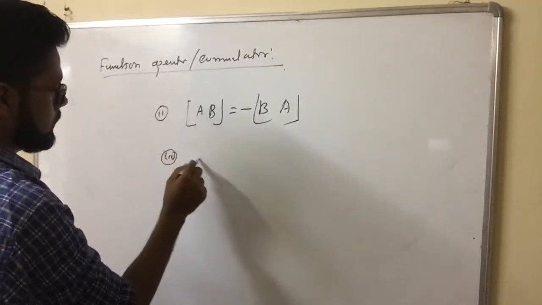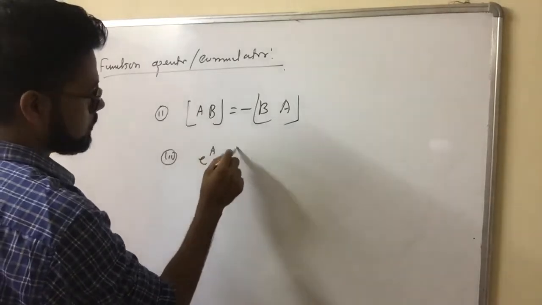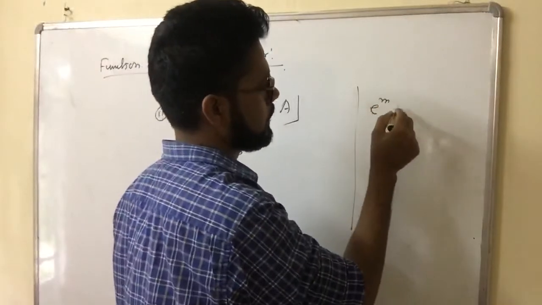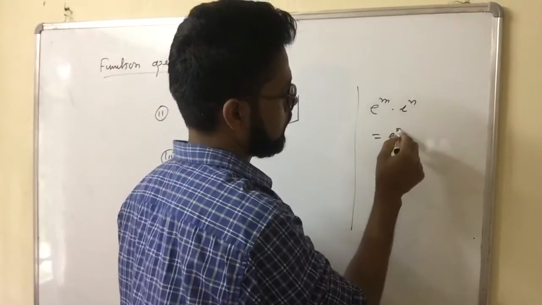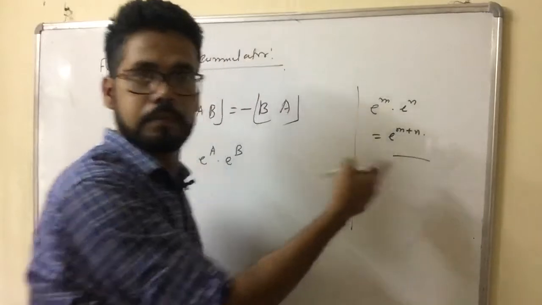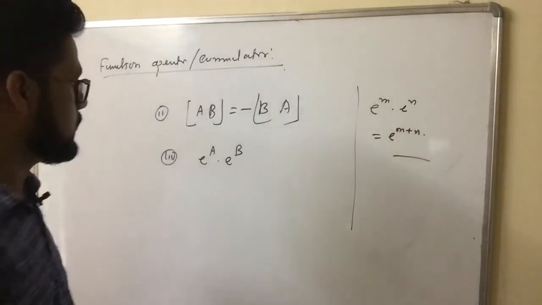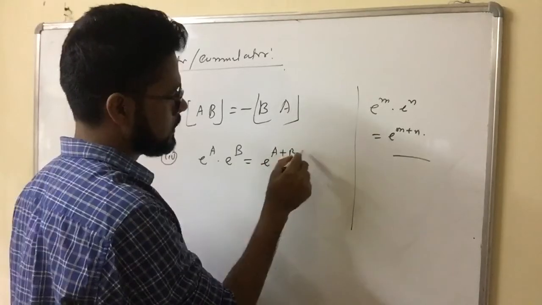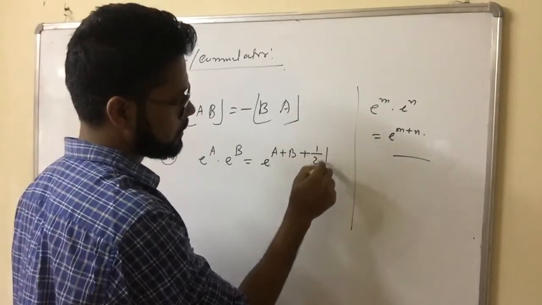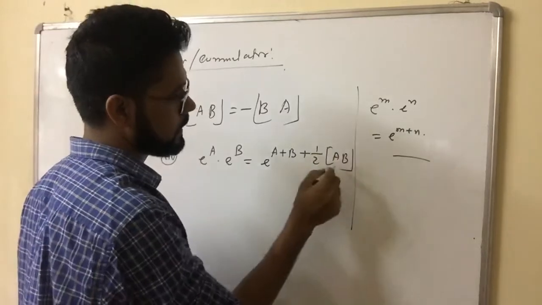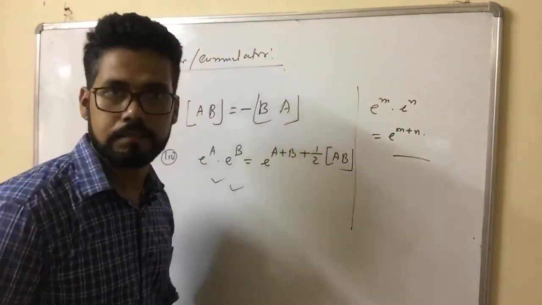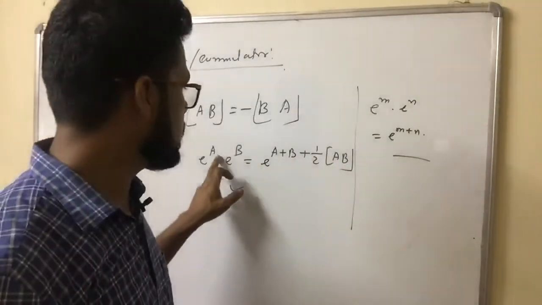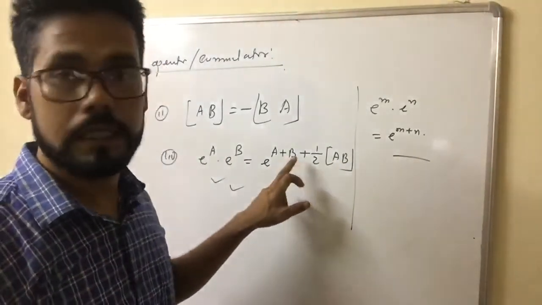The third condition: e to the power A into e to the power B. Don't think that, as we have already studied in algebra, e to the power m into e to the power n equals e to the power m plus n. But here it will not equal e to the power A plus B; it equals e to the power A plus B plus half the commutator [A, B]. This relation is often asked in the exam. Why? Because normally everybody does it like that, e to the power A into e to the power B equals e to the power A plus B.